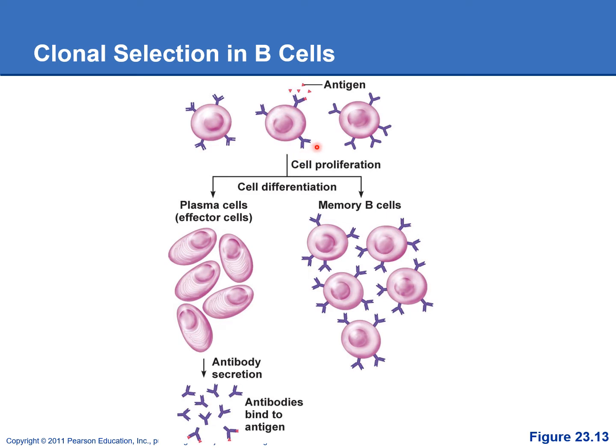We call this clonal selection. A clone is just a population of cells that are all the same, because when this cell that recognizes the chickenpox virus starts to divide, all of the cells that are produced, the plasma cells and memory B cells, these all recognize the chickenpox virus.